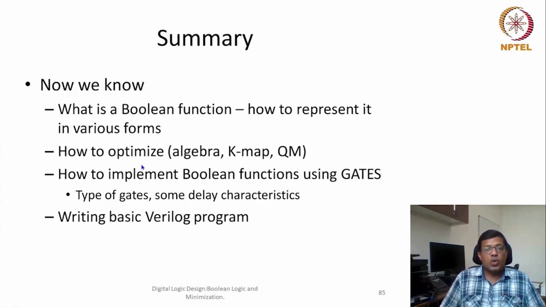After that, we have also seen how these optimal expressions would be implemented using gates. We have seen different kinds of gates: AND, OR, XOR, XNOR, NOT. We have seen their characteristics, and how we can convert an AND gate into a NAND gate, a NAND gate into an AND gate, and an OR gate. Those transformations we have seen. We have also seen their delay characteristics, what the meaning of propagation delay is. Along with that, we have also seen how to write a basic Verilog program.